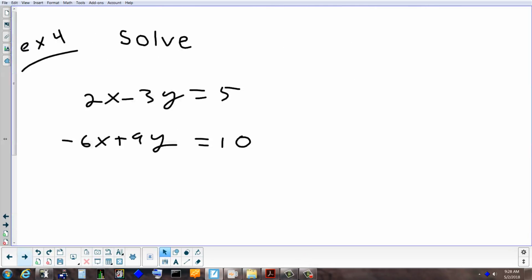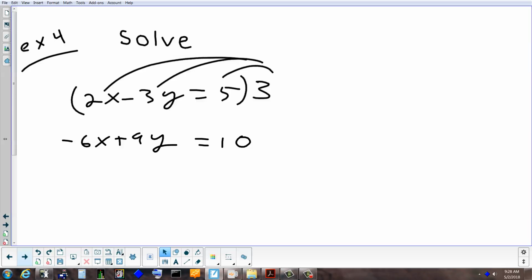Okay, let's try this one. So again, this is set up for elimination. Could you use substitution? Absolutely. But I really think elimination is easier. And this time I think we can get away with just multiplying one equation. All right, so which variable do you want to get rid of? X. Okay, let's get rid of x. So what would you have to multiply the top equation by to make that happen? 3. Yep, and that's it. Let's do that and see what happens.